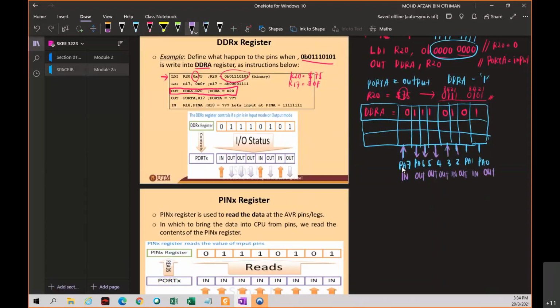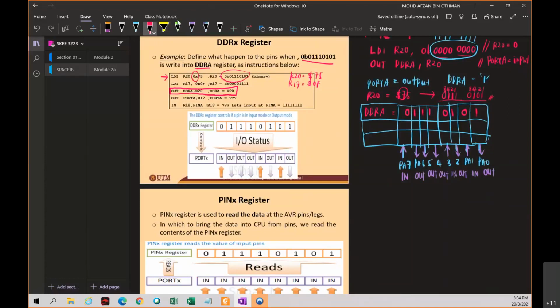Okay, so yang ni keluar, masuk, keluar, masuk, keluar. Okay, sebab according to this value here. Okay, sebab macam saya kata tadi, kamu punya port tak semestinya kamu jadikan dia semuanya sebagai input, tak semestinya kamu jadikan dia semuanya sebagai output. You can make them as a combination of input, output at the same time. Okay, so in this example here, so kita ada combination of input dan output pada satu masa yang sama.